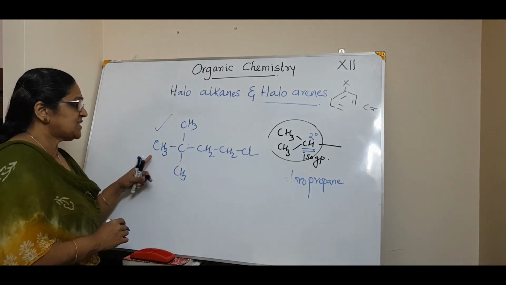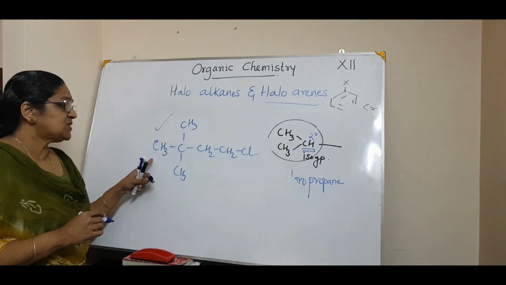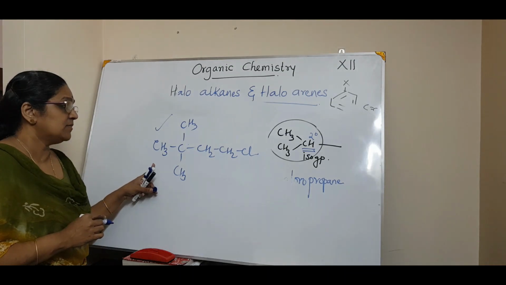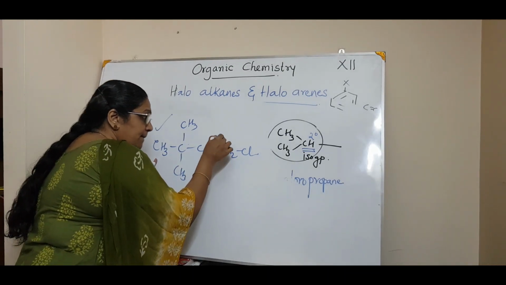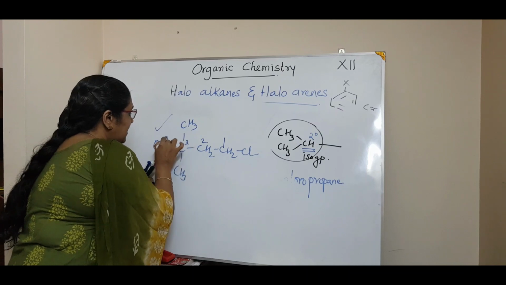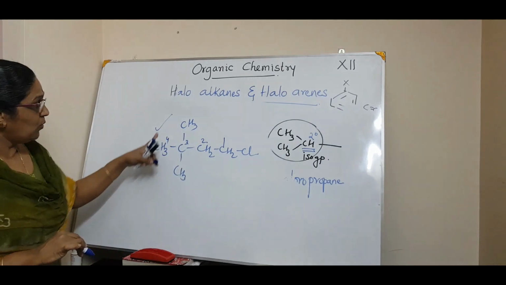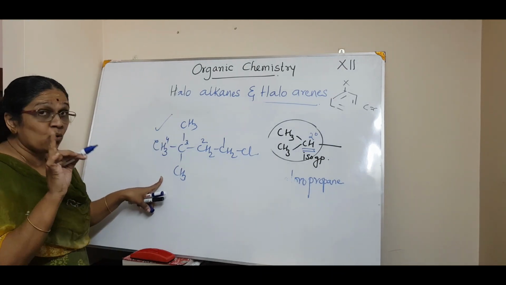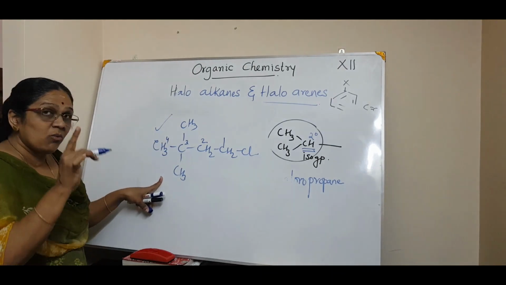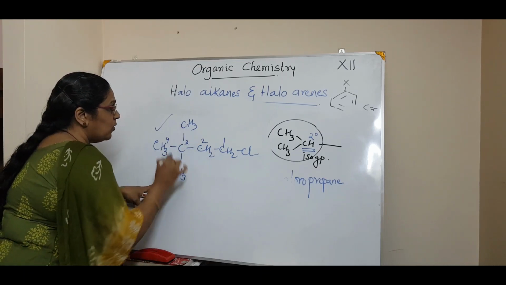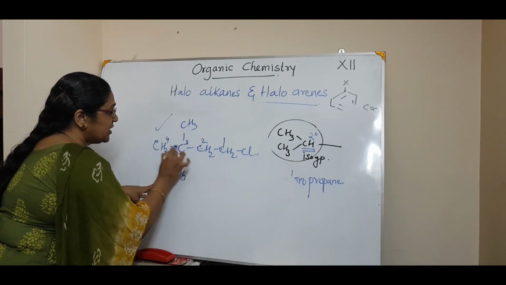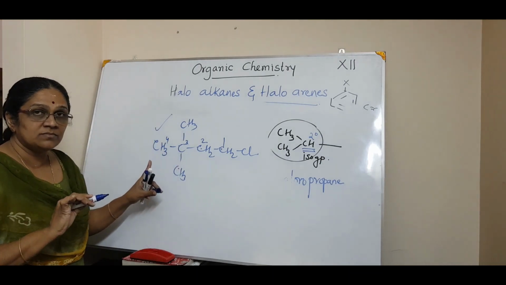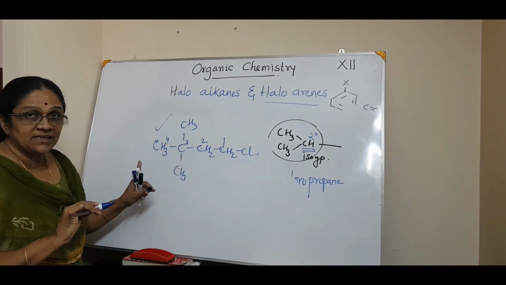How do you name it? Just pause and do it. Just 1 second, you pause and do this problem. Okay. Yes. How did you do? 1, 2, 3, 4. Isn't it? Now there is a chain here, 2 branches are there. So the first rule is to select the longest chain. However you select this, see 1, 2, 3, 4. However you select it, you will only get 4. Okay. So a straight chain you selected.